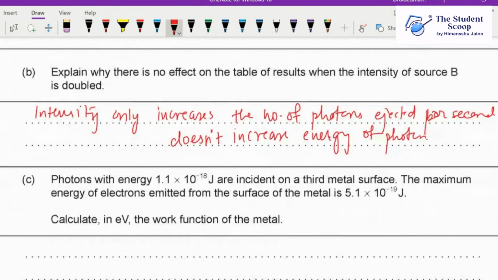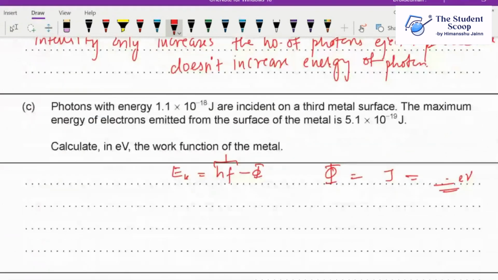If the photon energy is given, what is the work function? Again, we can use the same kind of equation. But here the direct energy of the photon is given. This is the direct energy of the photon, 1.1 into 10 to minus 18, and then the maximum kinetic energy is also given in joules. With both energies in joules we will get the work function in joules, and then we convert that to electron volts. Okay, so these are all the questions we have.